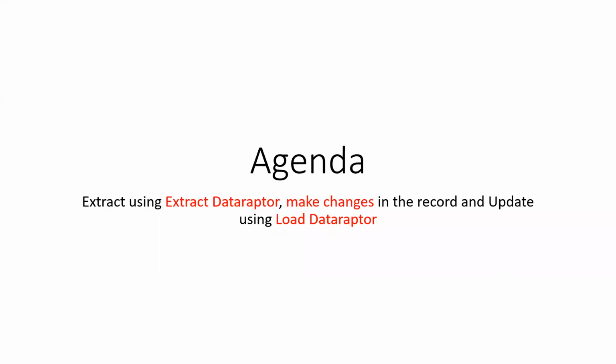Hi everyone. So today's agenda is how to extract something using an Extract DataRaptor, creating a screen wherein you could add some text fields and make changes in it, and then using a Load DataRaptor to update a particular record. So let's quickly begin.